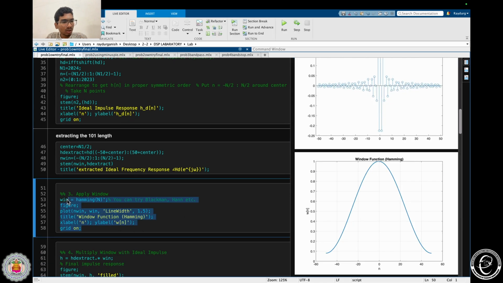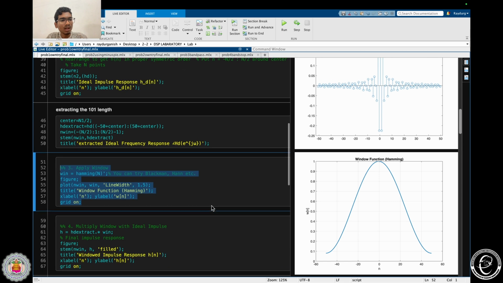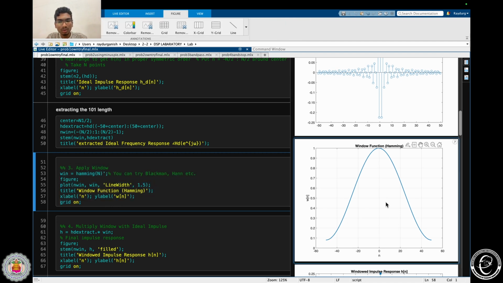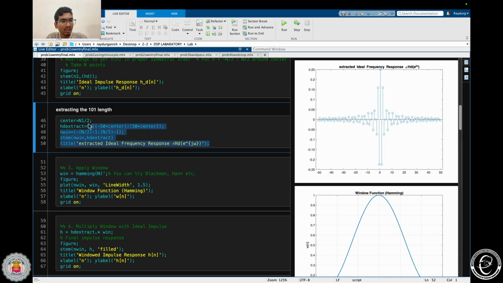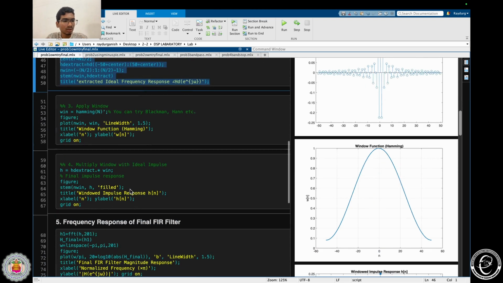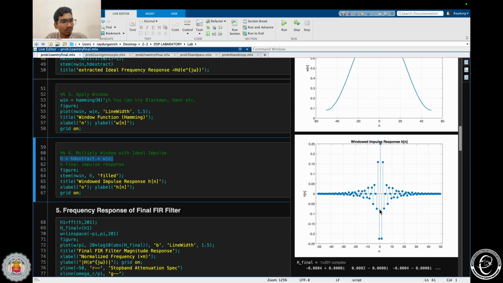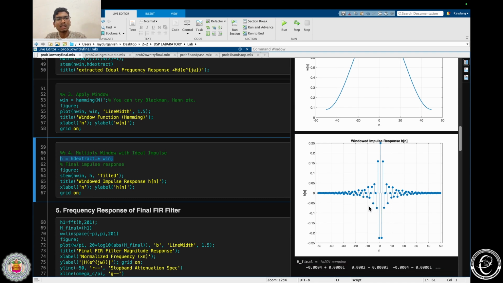And then this code corresponds to the window. I use the inbuilt function Hamming. So this produces the corresponding length 50 samples of window. And then next, we need to multiply this window with this extracted impulse response. And this code corresponds to that multiplication of the extracted impulse response with the windowed impulse.